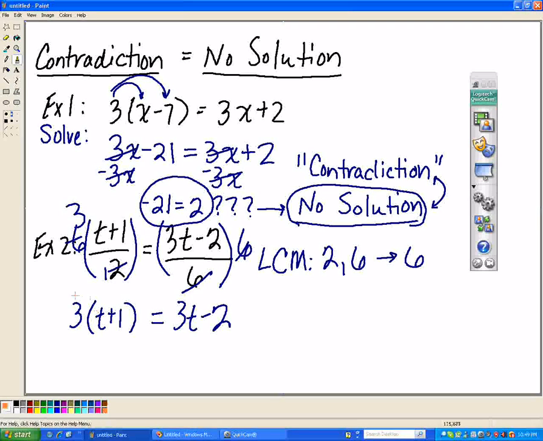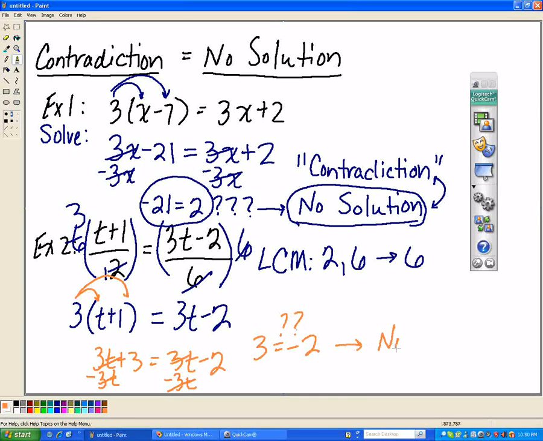And now you may still not be able to see it, so you may continue to solve. You'd have 3t plus 3 equals 3t minus 2. Again, will there ever exist a value for t that when I multiply it by 3 and add 3, it's going to be equal to that same value times 3 minus 2? I don't think so. But if you don't quite see it, you might subtract 3t from both sides, and you'd end up with 3 equals negative 2. All right? That doesn't happen.